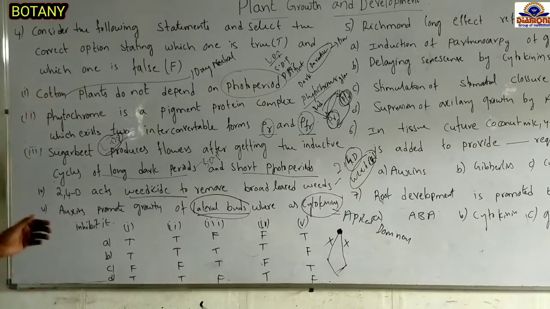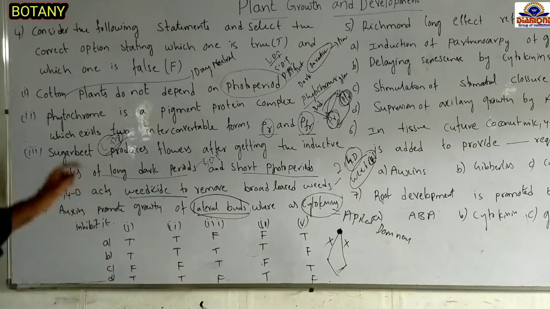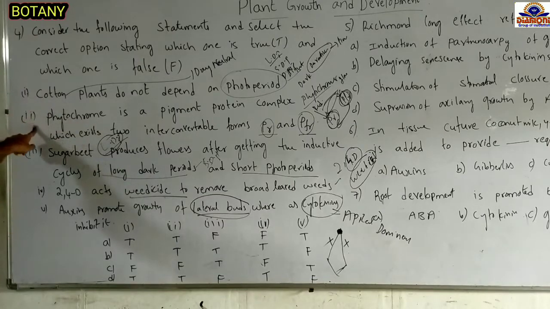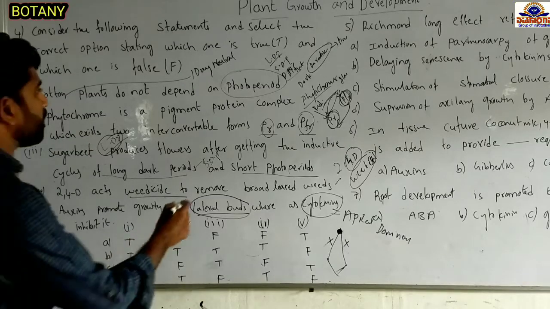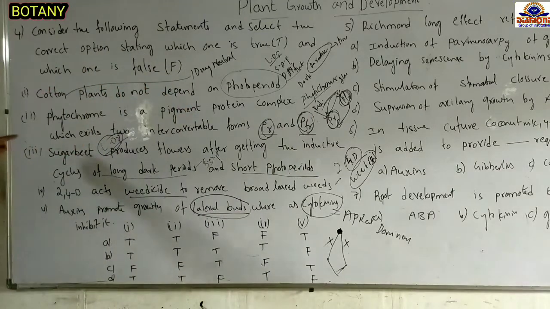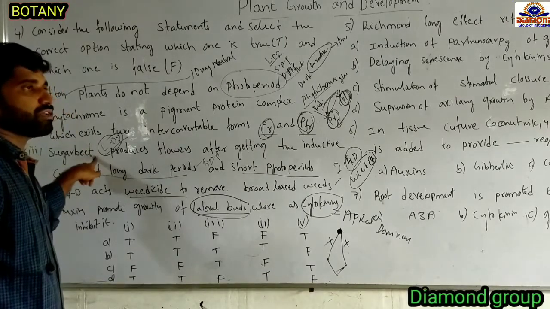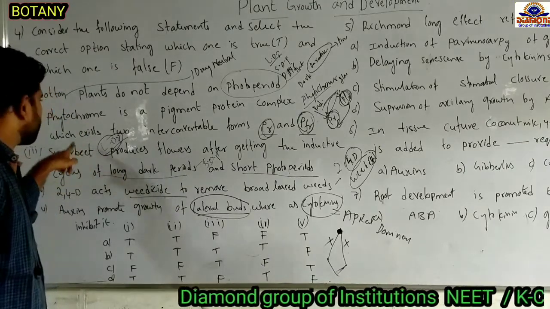Out of the given statements, option 1, cotton plants do not depend upon the photoperiod because cotton is an example of a day neutral plant. It's a true statement only. And phytochrome is a pigment protein complex which exists in two interconvertible forms, PR and PFR. Yes, these two forms are available in a phytochrome. Option 2 is also a true statement. And option 3, sugar beet produces flowers after getting inductive cycles of long dark periods and short photo periods. Sugar beet is a long day plant and does not produce flowers in dark phases. So it is an incorrect statement.